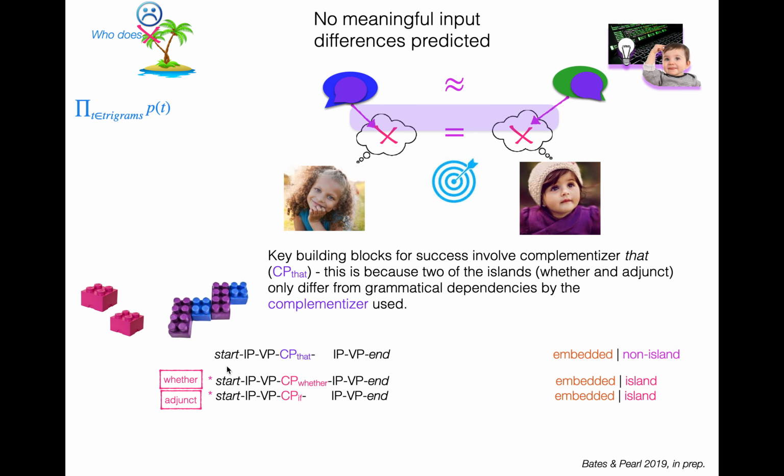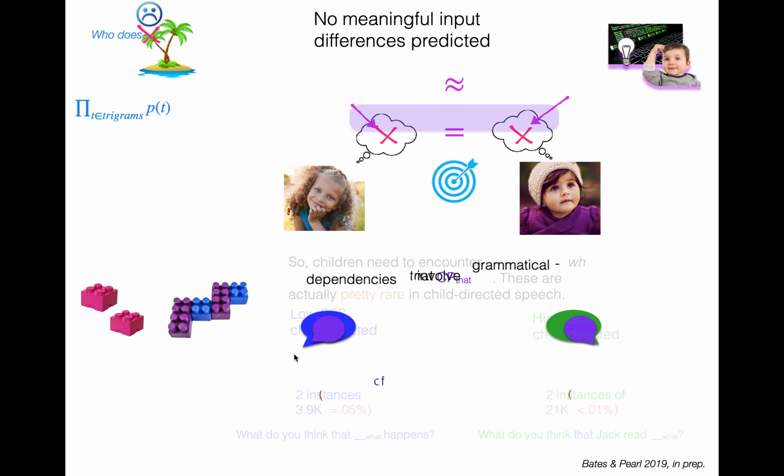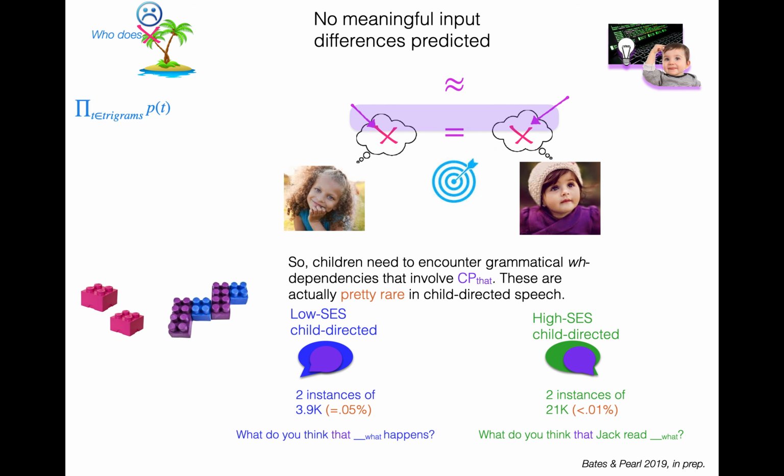And so, in fact, we can really see this difference if we look at the container node sequences that characterize these WH dependencies. They only differ by the fact that this is CP whether and CP if rather than CP that. So children need to encounter grammatical WH dependencies that involve CP that. And it turns out that these are actually pretty rare in child-directed speech. So in both of our input samples, there are only 2 instances total, right? Even though we actually had quite a lot more of high SES child-directed speech.